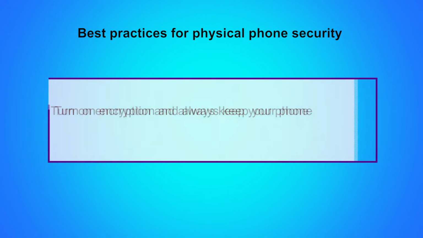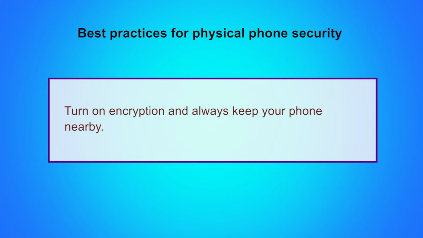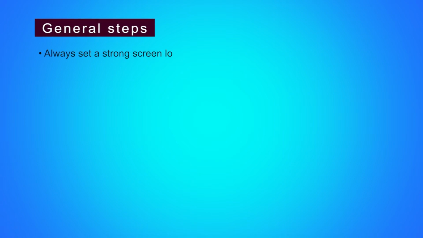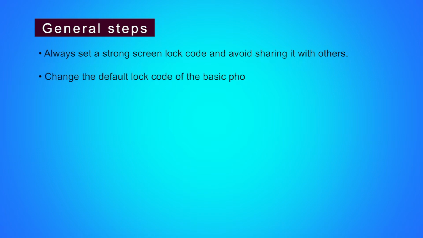In addition to turning on encryption and keeping your phone nearby, below are some additional steps you can take to maintain the physical security of your mobile device and limit the damage if it is lost or stolen. General steps. Always set a strong screen lock code and avoid sharing it with others. If you are using a basic phone that comes with a default lock code, change it.